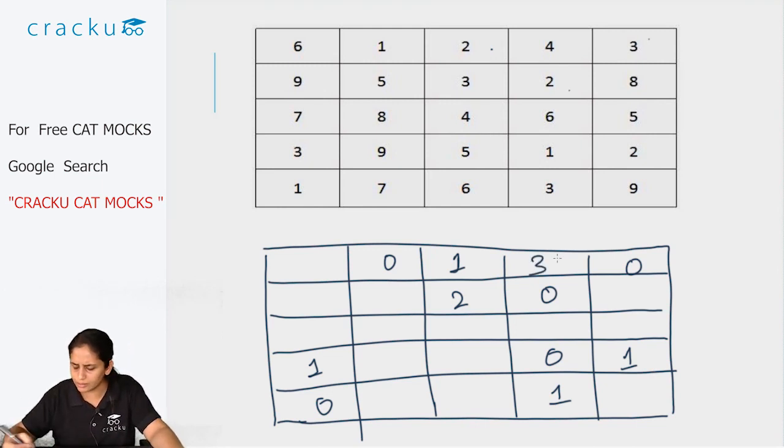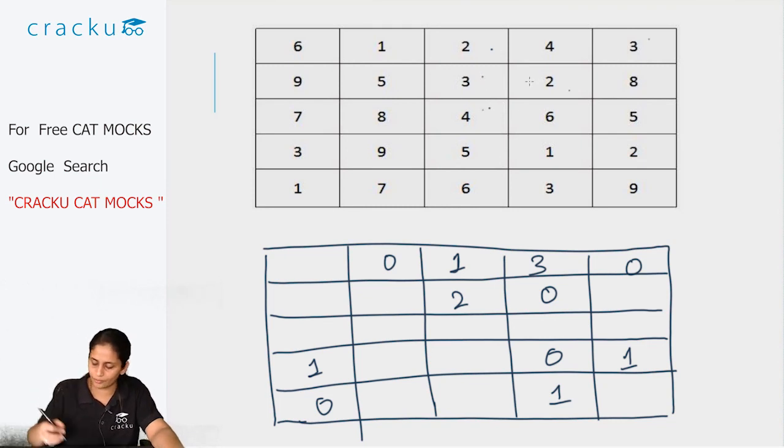Now let's see the next 4 is over here. So this 4 can be reached by 3 and the remaining numbers are greater than 4. So for this 4, the answer is 1. Now let's see, so we have placed all 4s. Now let's go on to 5.